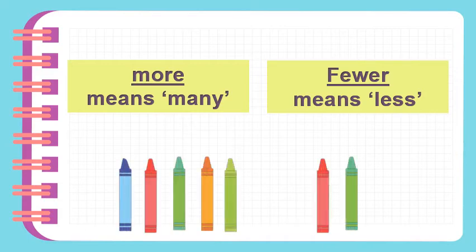For example, look at this picture. We have crayons. We have 5 and 2 crayons. Which one is more and which one is fewer? You're right. 5 is more and 2 is fewer. Right.